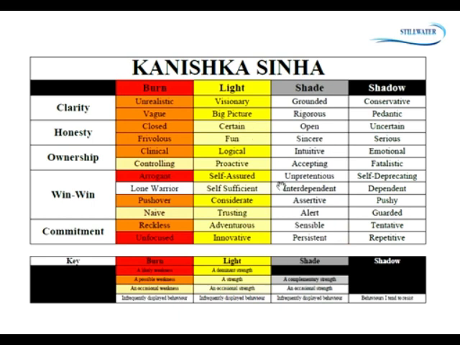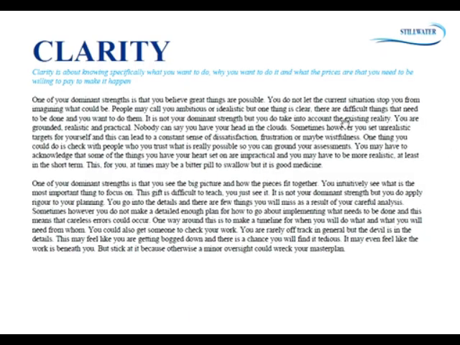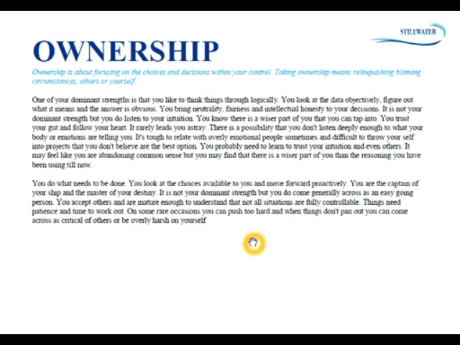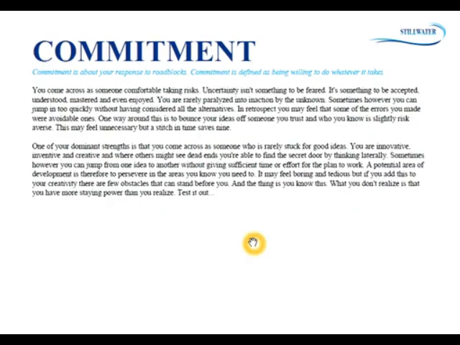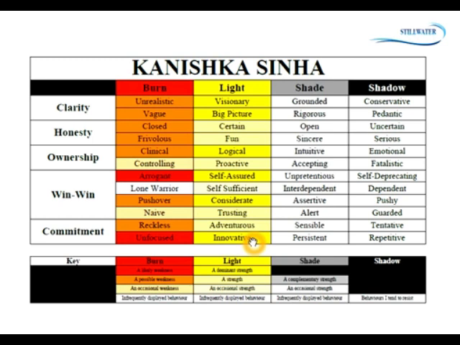Now, how do these summaries link to the following pages? Well, you'll see there are 2 lines under clarity, 2 lines under honesty, 2 lines under ownership, 4 lines under win-win, 2 lines under commitment. So each paragraph links to 1 line and gives you more detail, and that'll help you read.